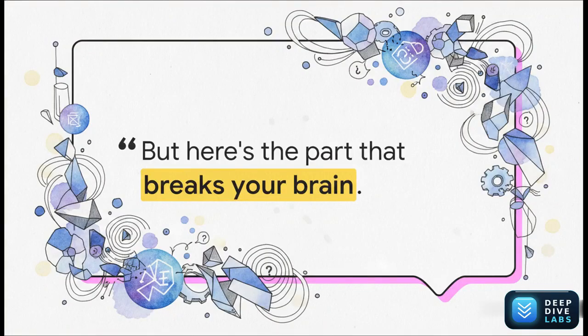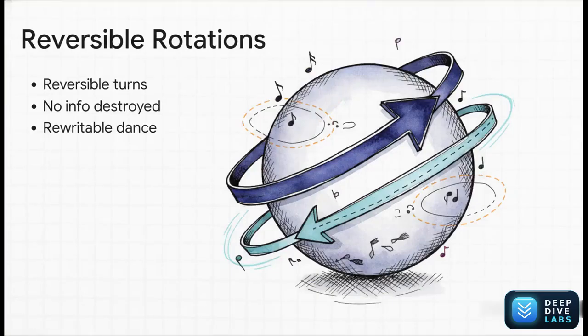But here's the part that breaks your brain. Think about the huge implications of this for a second. If every single gate is just a rotation, and rotation is fundamentally reversible, meaning you can always just grab the arrow and physically turn it back, then a quantum computer never actually destroys information the way a normal chip does. There's absolutely no scribbling over a value and losing what was originally there. Because we're just turning arrows, the computation is basically a rewritable dance. You can always perfectly rewind the music.